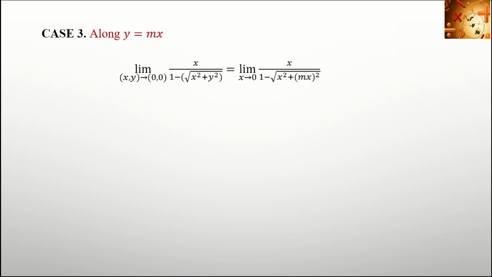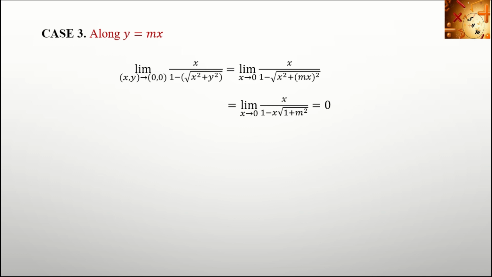Then limit x tending to 0, x divided by, in the denominator part, 1 minus root of x square plus m square x square. So x square is a common term, that is 1 minus x into root of 1 plus m square. Next, give the limit x tending to 0. So the numerator becomes 0. So the limit is 0. So along y equal to mx, we get the limit 0.